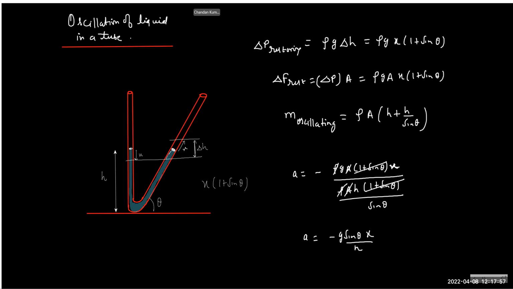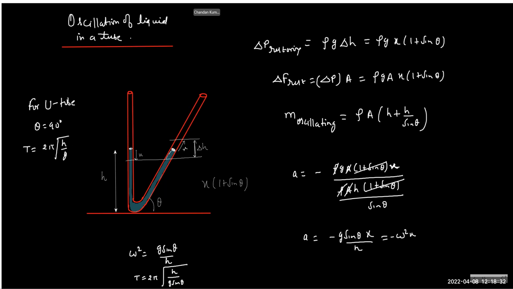Okay, so if you compare with omega squared x, you can get the answer. Omega squared is how much? g sin theta by h, and therefore the time period is 2 pi under root h by g sin theta. Now, why is this formula interesting? Again, for a U tube, theta becomes 90 degrees and the time period becomes 2 pi under root h by g. That's again a simple relation.